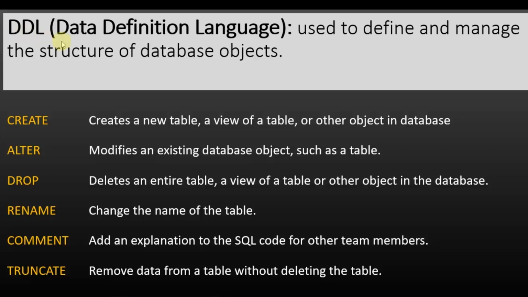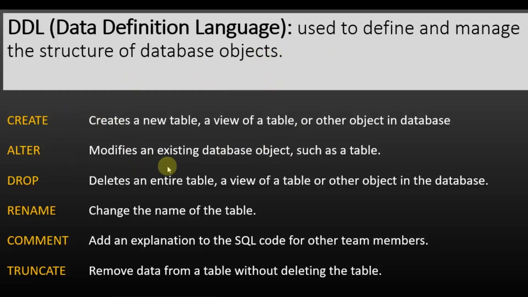The first one is DDL, Data Definition Language. Data definition commands are used to define and manage the structure of the database objects. Database objects means tables, views, procedures, etc. And their structure means the columns and their data types. Now we can create these objects using the create command.